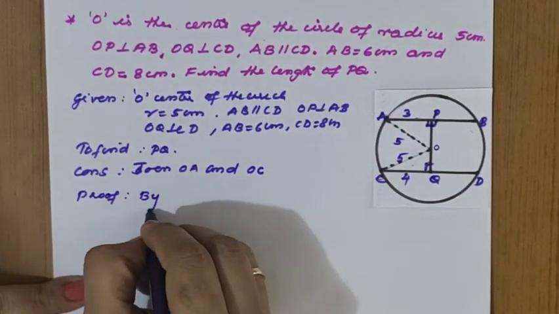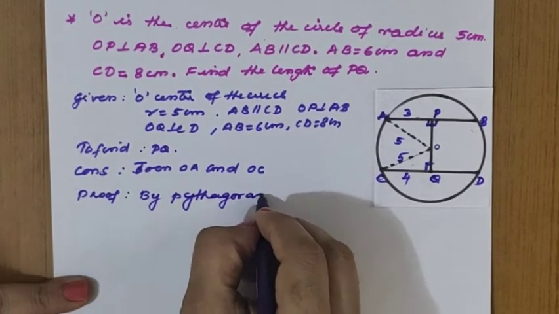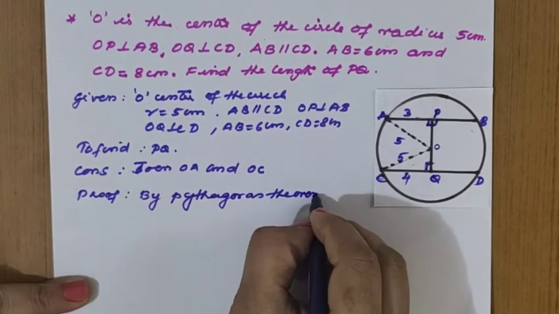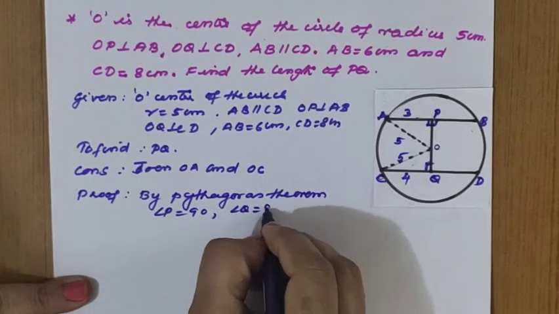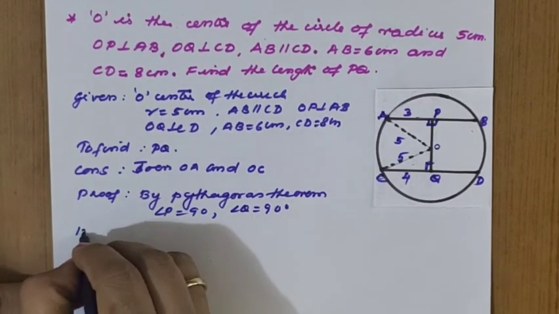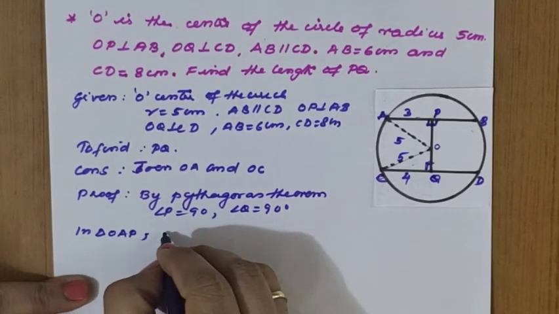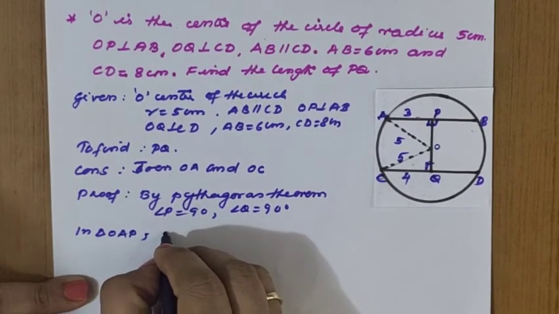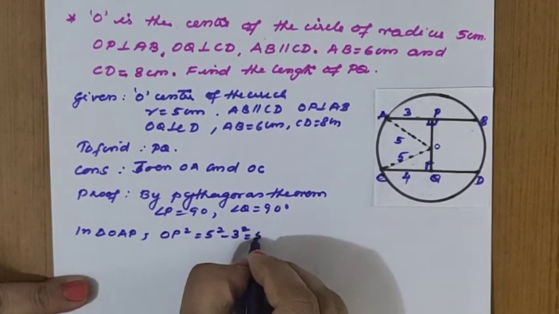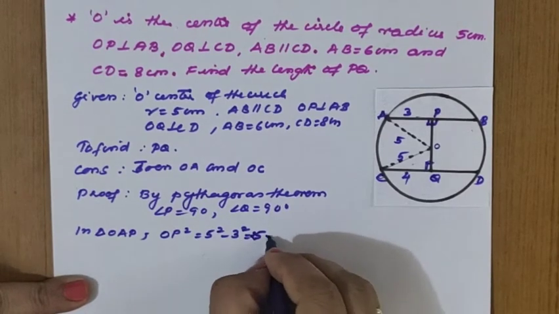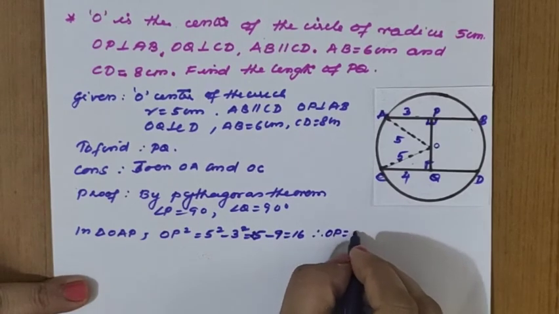By Pythagoras theorem, we'll write angle P is equal to 90, angle Q is equal to 90, right? Now in triangle OAP, length of OP required, so OP square equal to 5 square minus 3 square equal to 25 minus 9, it is equal to 16, therefore OP equal to 4.